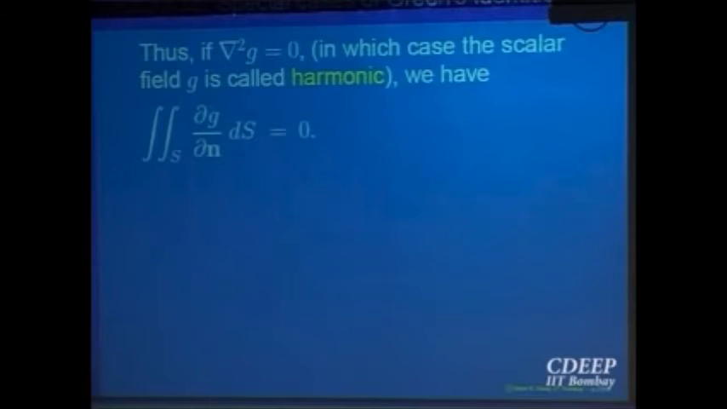Or if you say that the function is harmonic, then the left hand side is equal to 0, and that gives you the right hand side is equal to 0. And what is the right hand side? That is the integral of the directional derivative over the surface, right?